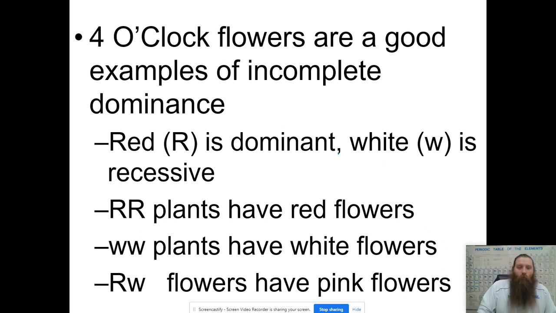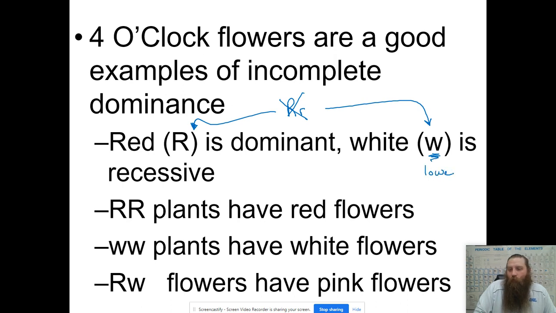Now, normally we would say red is the dominant gene, and so we should use little r for white, but that's not the case here. In incomplete dominance, we're going to use both letters, R for red, W for white, but the recessive one is still going to be lowercase. So big R plants would have red flowers, little w plants would have white flowers, but RW, the hybrid, is going to have pink flowers.